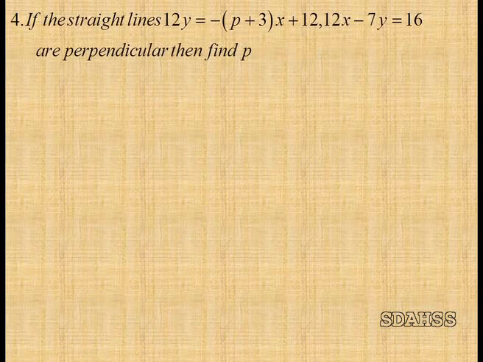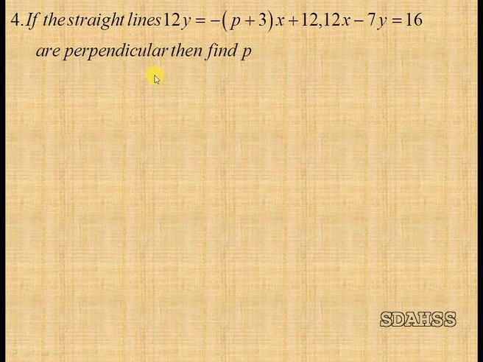Fourth sum. If the straight lines 12y is equal to minus (p plus 3)x plus 12, and 12x minus 7y is equal to 16 are perpendicular, then find p. Here the two straight lines are perpendicular, that is given in the question, but you have to find the value of p. So what is the condition? The condition for perpendicular lines is m1 into m2 is equal to minus 1. Product of the two slopes is equal to minus 1.